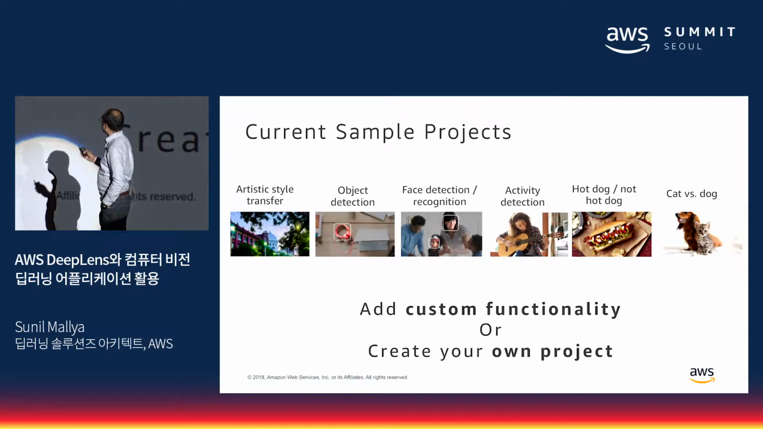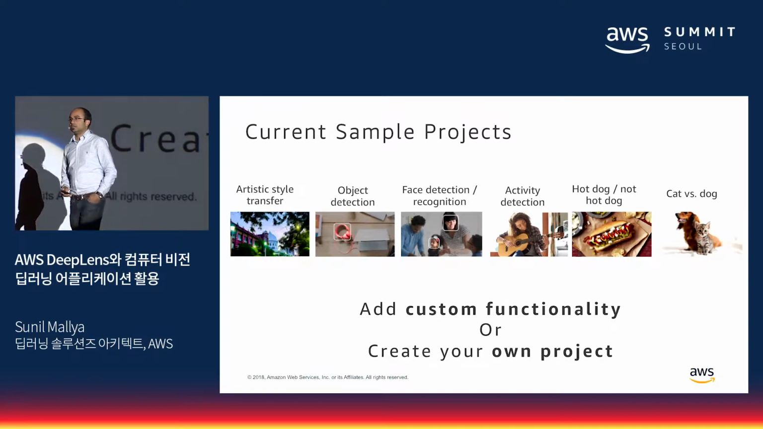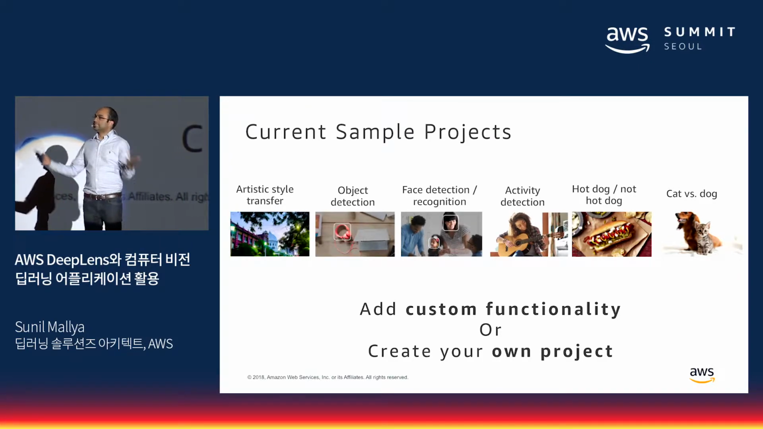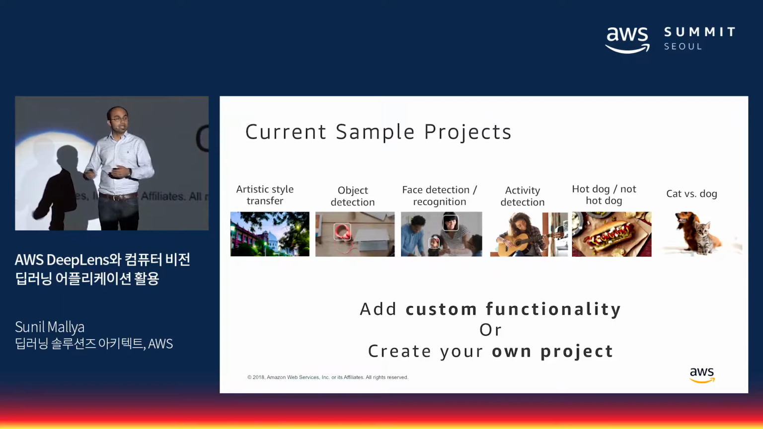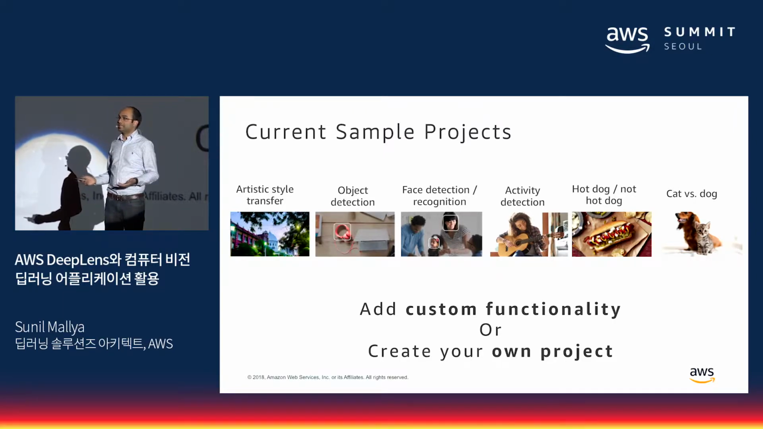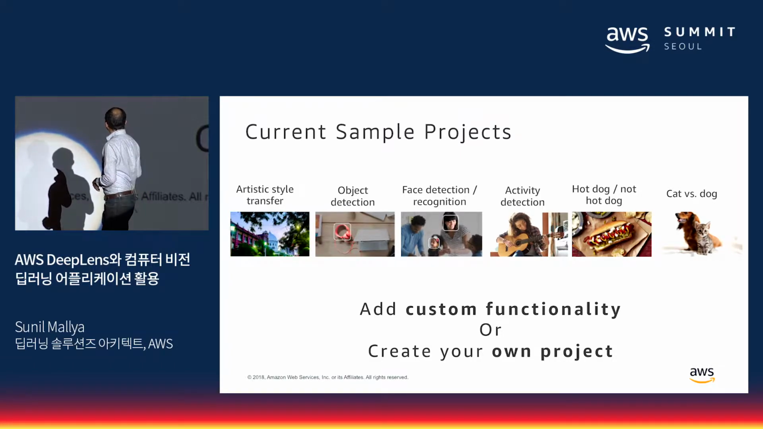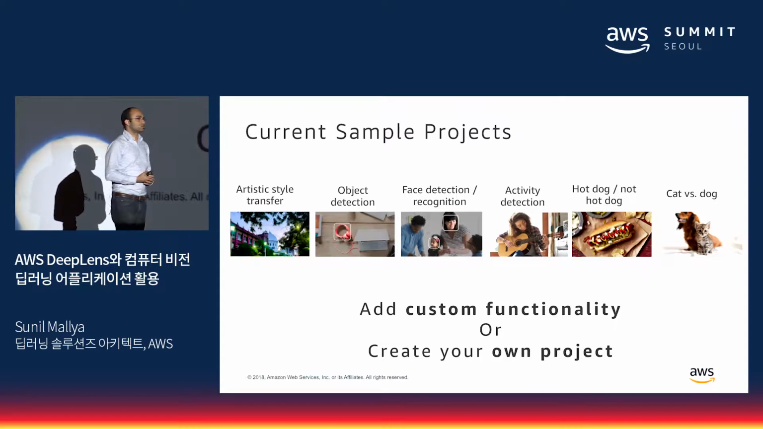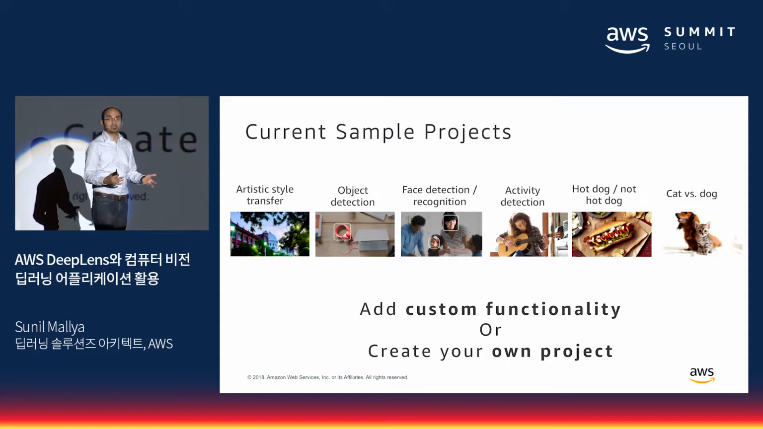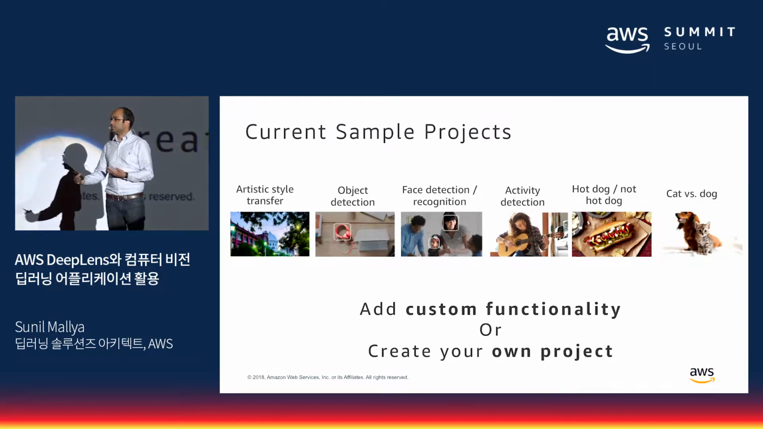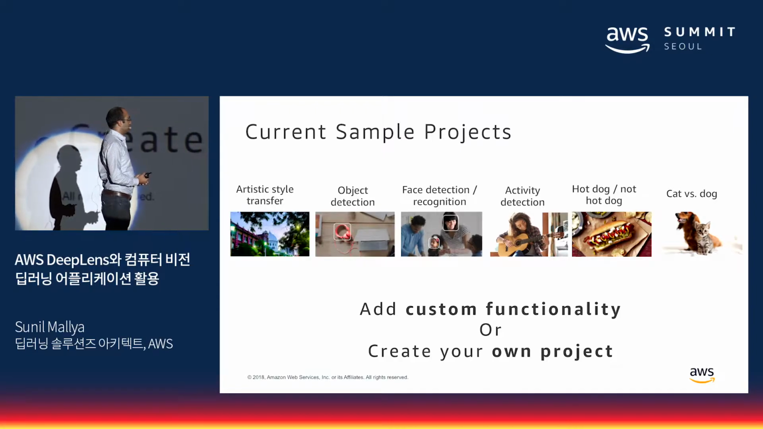So, for example, artistic style transfer. So you can take any scene and actually make it look like a Van Gogh painting. It's a really cool project. Another is object detection. What we have provided is, and all of this code and the models are actually open source. We encourage you to check out, and I'm going to share some links later.